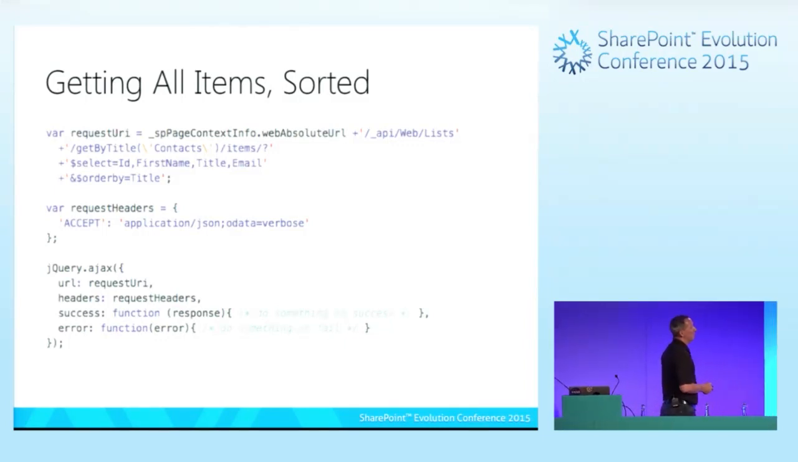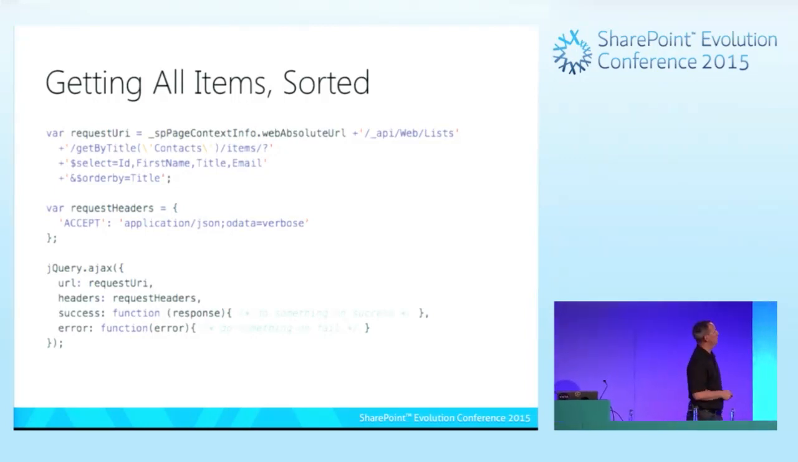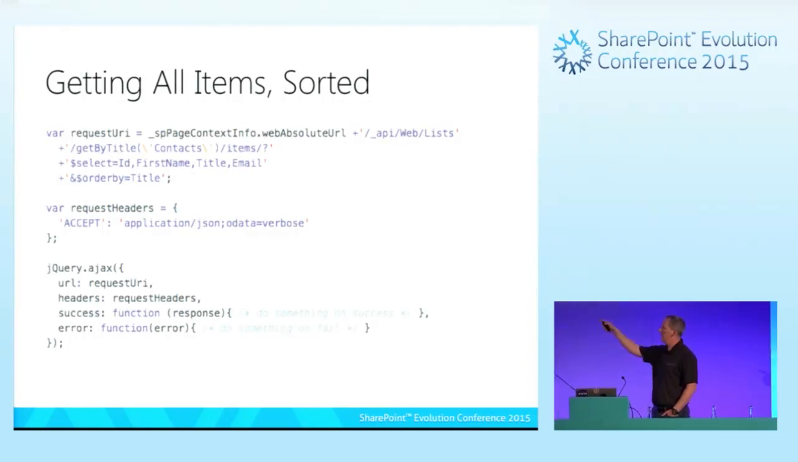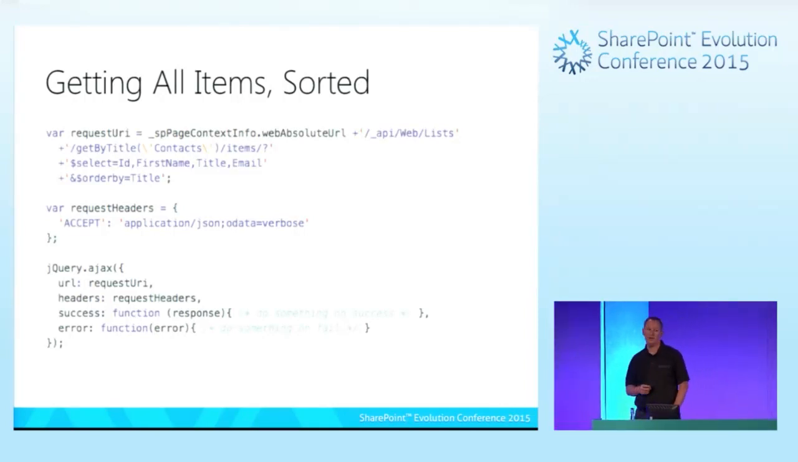One of them is the web absolute URL. Take me to the URL of the site that I'm currently in. I'm going to tack on the list endpoint. So I look at the _api, look at the current SharePoint site that I'm in by going /web, look at its list collection, and then I'm going to use what's called an operator to say get by title. I'm looking for the contacts list, had to escape those single quotes in there. I'm looking at the items collection of all the items that are in there. And then on the query string, I'm going to say only give me back the first 4 fields: ID, first name, last name, which is actually title, and email, and sort them by the title field. If you want to sort in the opposite direction, there's ways to do that.